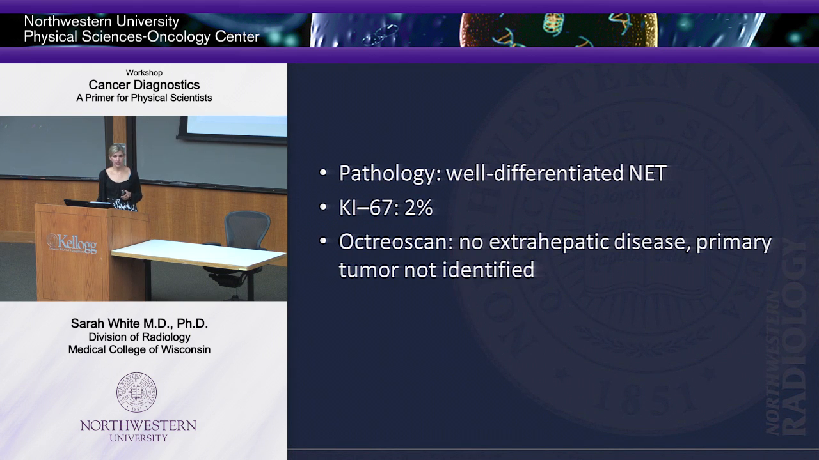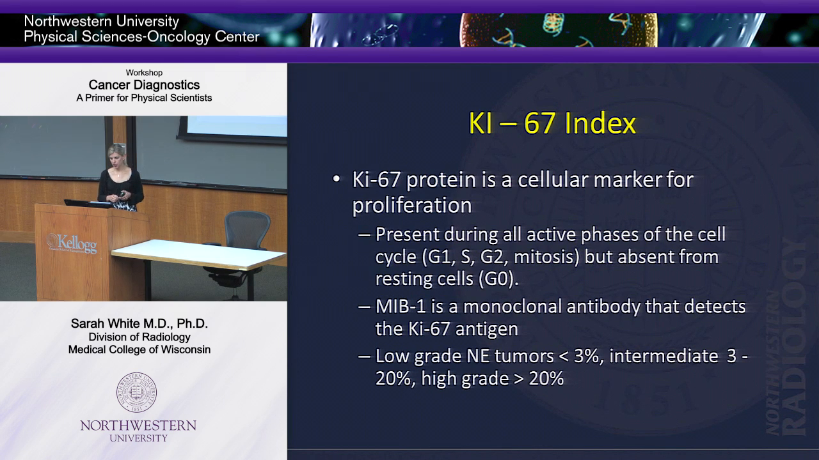We did an octreotide scan, which we looked at on the last patient. There was no extrahepatic disease. It was limited to her liver, but they couldn't find the primary tumor. So what is Ki-67? It's basically a cellular marker for proliferation. And if it's less than 3%, and if you go back, hers was 2%, it tells us that it's low grade. That means it's a slow-growing tumor, and she's probably gonna live a long time. Okay, so she had this low-grade tumor.